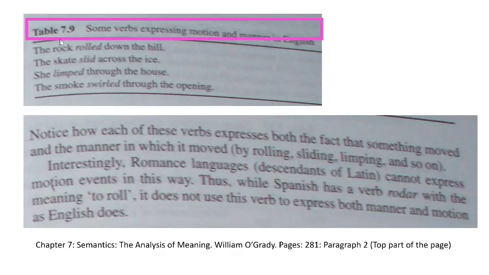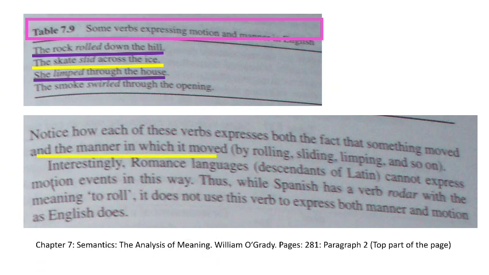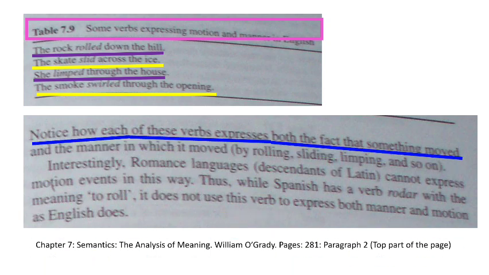Table 7.9. Some verbs expressing motion and manner in English. Number 1. The rock rolled down the hill. Rolled down. Number 2. The skate slid across the ice. Slid. Number 3. She limped through the house. Limped.